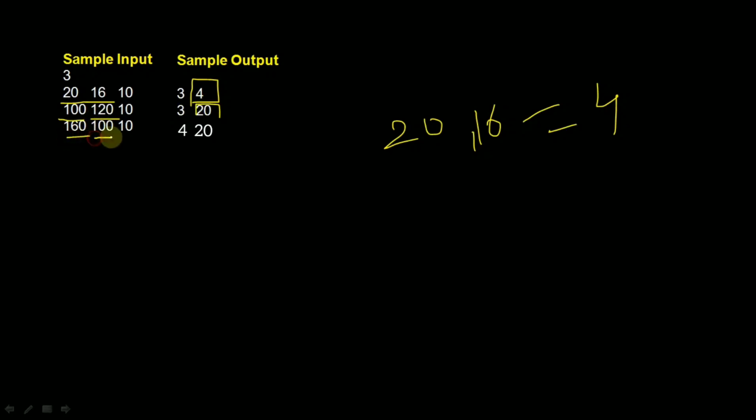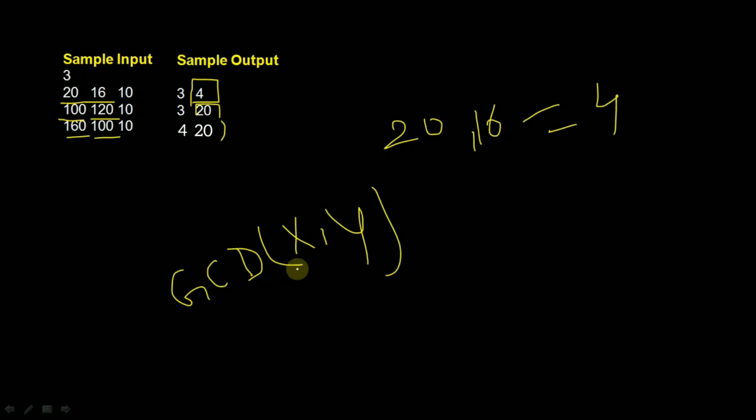If you observe this one, the GCD of 160 and 100 is also 20, so the meeting floor will be 20. So one thing is clear from here: whatever the values of x and y, the meeting floor will be the GCD of x and y. So we will find the GCD of x and y, and we will get the floor number where they will meet. I hope that is clear till now. So let's see the approach for how we will solve this problem.